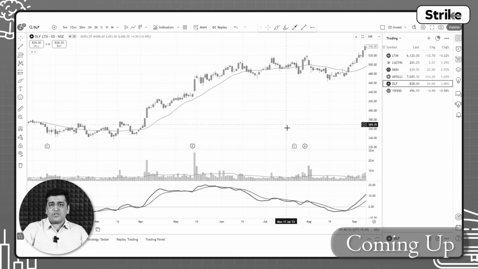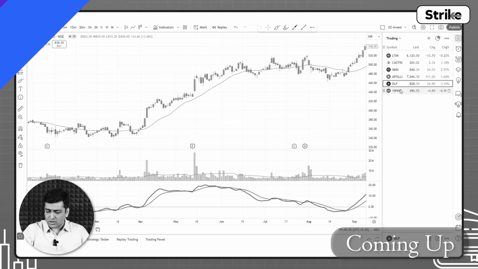Can the same strategy be used on a monthly time frame chart? Why not?